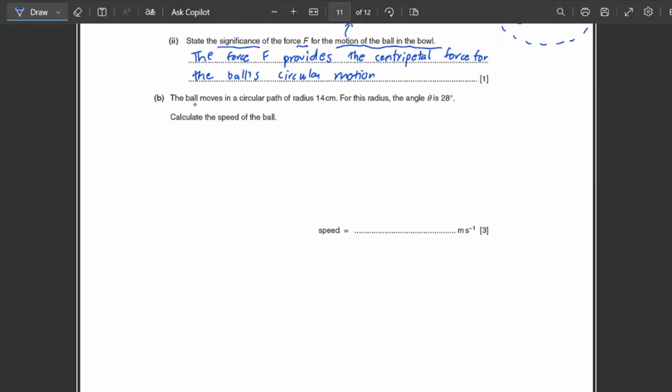Moving on to the next part, it says the ball moves in a circular path of radius 14 centimeters. We're going to convert that into meters, so it's going to be 0.14 meters. Even in the answer, you can check they have the answer in meters per second. For this radius, the angle theta is 28 degrees. Calculate the speed of the ball. Okay, so it's moving in a circular motion.